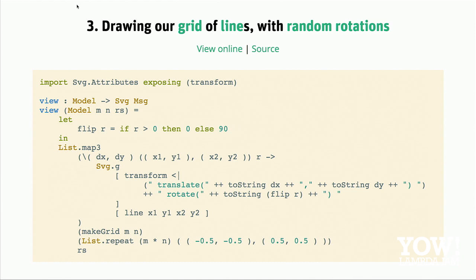Then lastly, we're going to draw our grid of lines with random rotations. I like to think of things in maps, so just List.map, because it's the most straightforward way to say I want to iterate through something. And in a pure functional way, it's really weird to say, how can I iterate through something and I have this other thing that I have no plugin? It all gets a little bit out of hand.